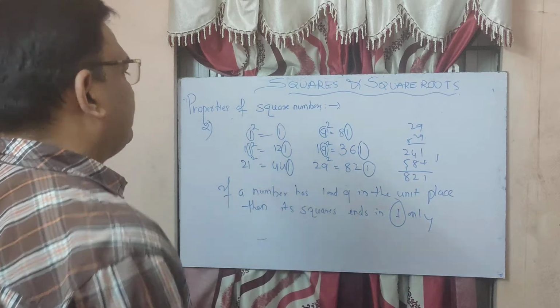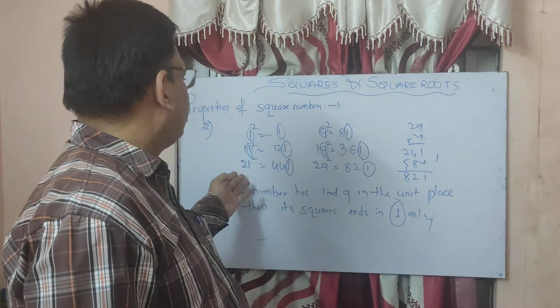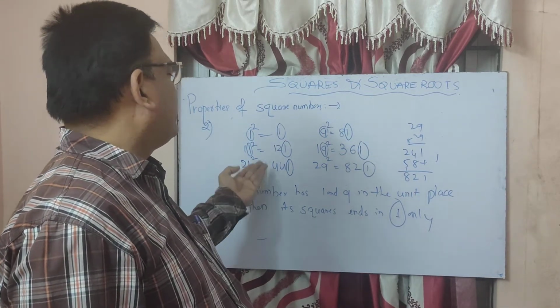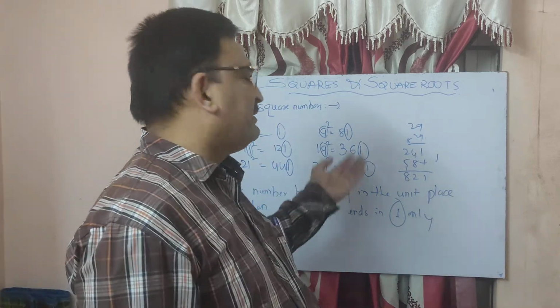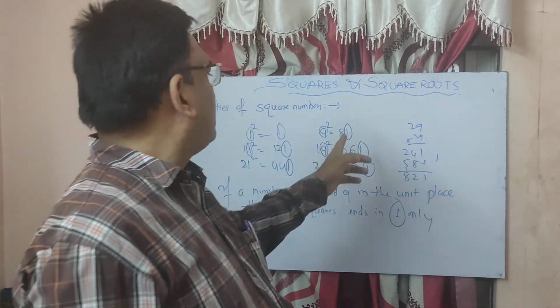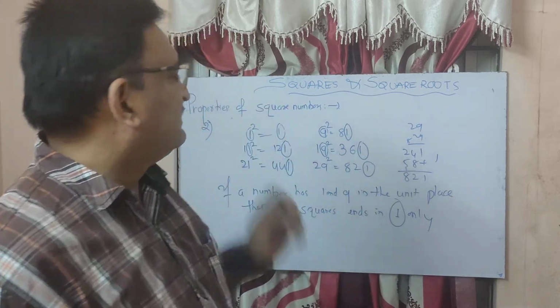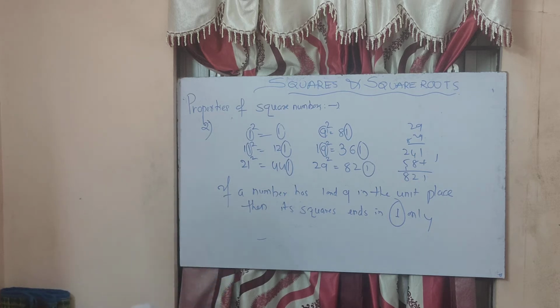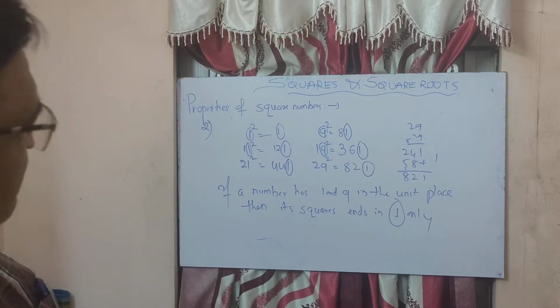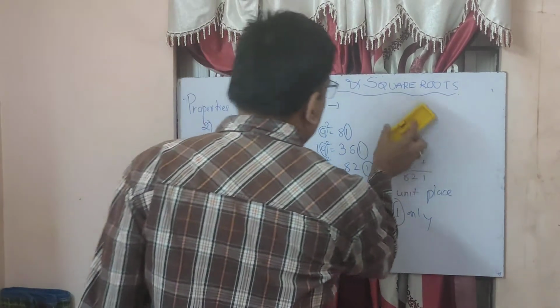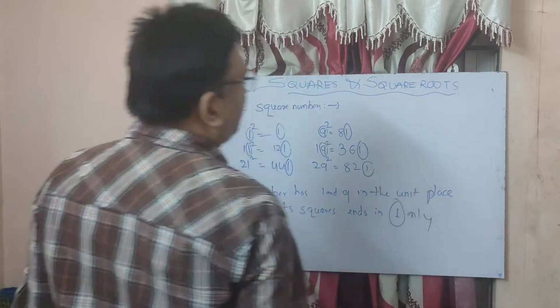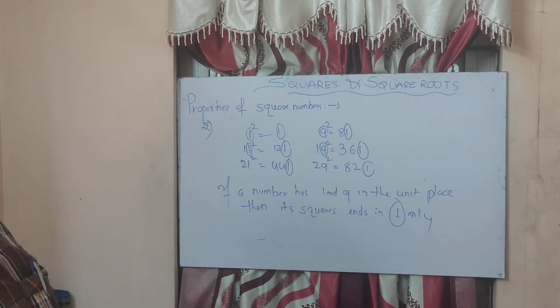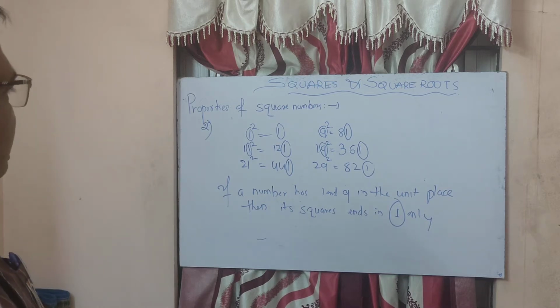Square ends in 1 only. You could see here, even if you write 31 square is equal to, or 39 square is equal to, the end number is always 1 only. This is the second important property of the perfect squares. I think you understood. By looking at the number, you can imagine what might be its square and what will be the last number of that square number.